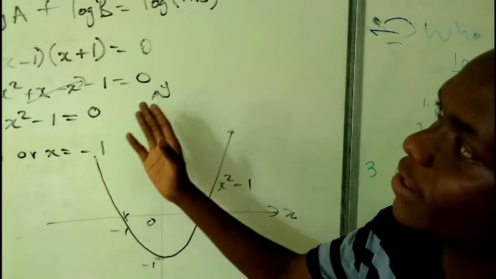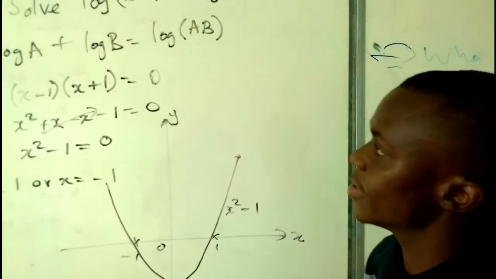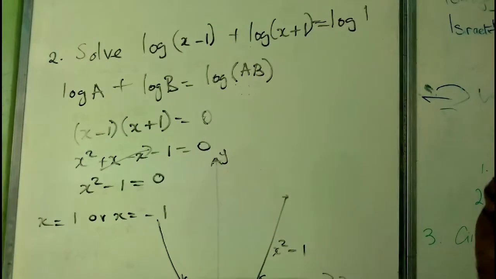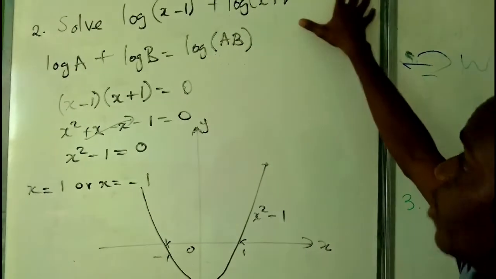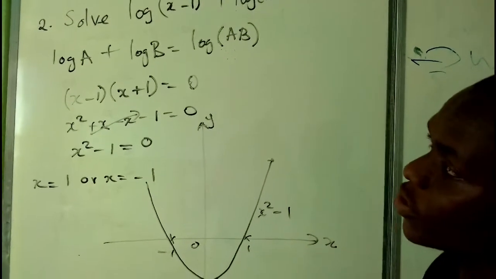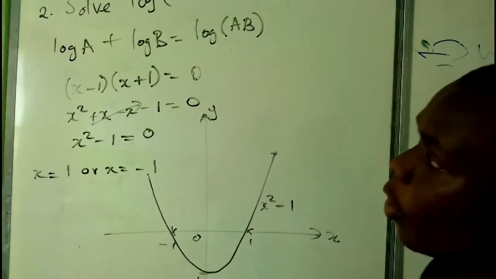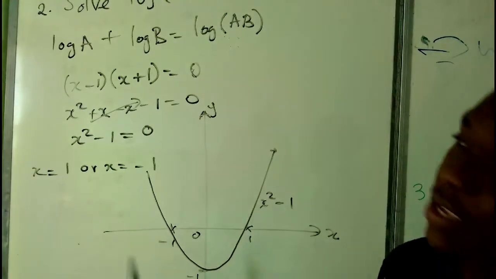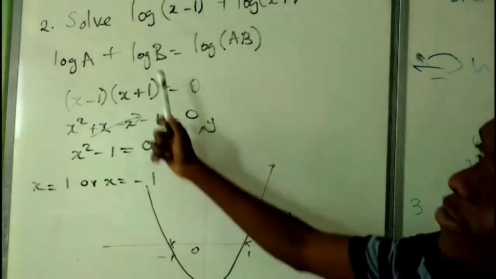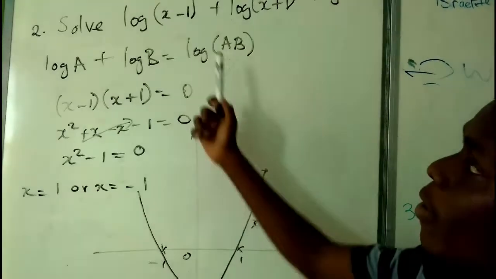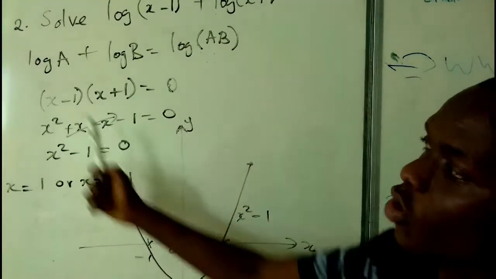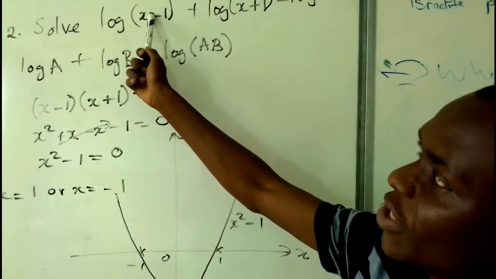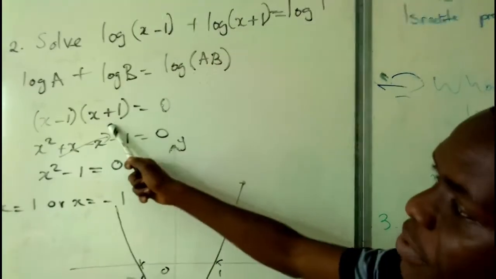So we just solved the second question on logarithms. We had here the log of x minus 1 being added to the log of x plus 1 and being equated to log 1. So we applied the first law of logarithms, which says that if the log of A is added to the log of B, we get the multiple of those logarithms. So we get log AB. So we multiplied the first log, which is A here, and the second log, which is B here.